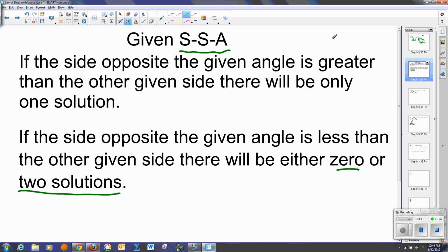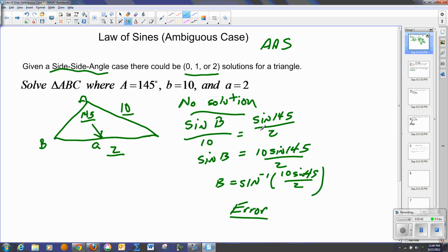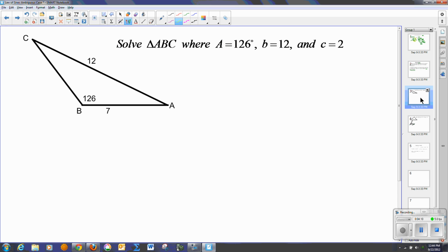Now we just had, if you look at it, 2 sides and a given angle. And the side opposite the given angle, so in this case, it's this side here, was less than the other side given, the other side being 10, so we either had 0 or 2 solutions. Now, in doing law of sines, we ended up getting an error, and so there was our 0 solutions. We'll work through a couple more examples and use these laws to talk about the problem.